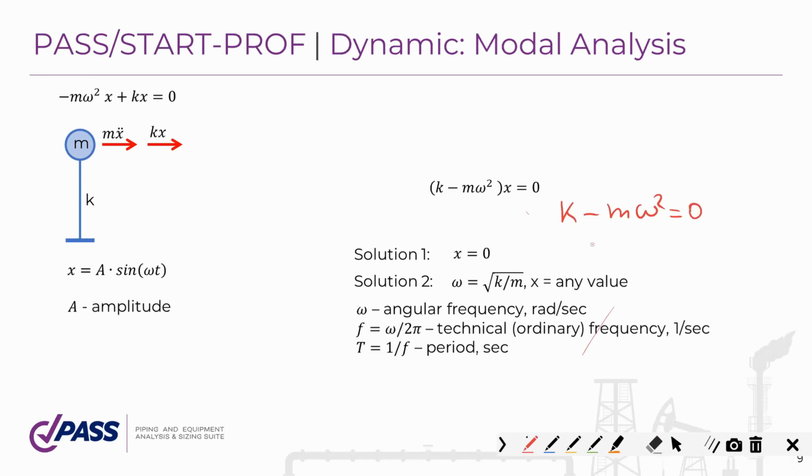Equal to 0. So omega will be the square root of k divided by m. This is the equation for the first natural frequency of the system. It has only one natural frequency. Also, we can calculate the technical, or ordinary, frequency. If we divide it by 2π, it will be the technical frequency that is measured in 1 divided by seconds. And we can also calculate the period of vibration, which is 1 divided by the technical frequency.